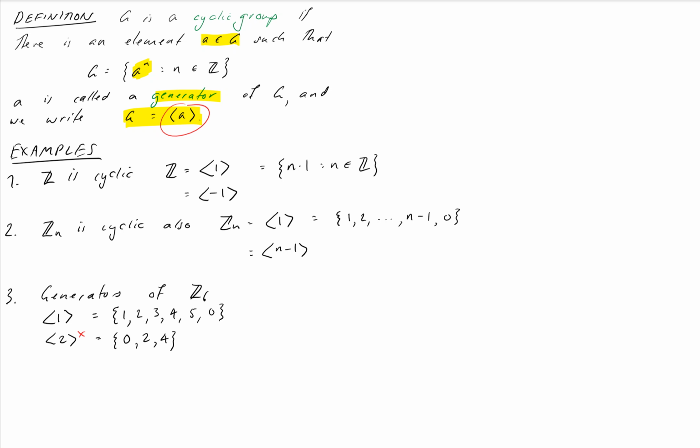Let's put it here. What about 3? You can probably see where this is going. 0, add 3 is 3, add 3 is 6, which is back to 0. So 3 is not a generator.